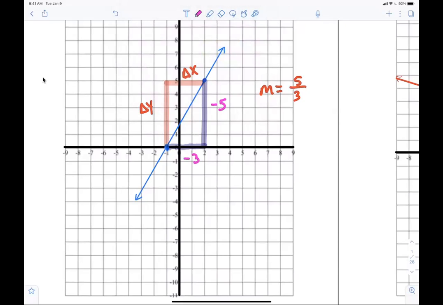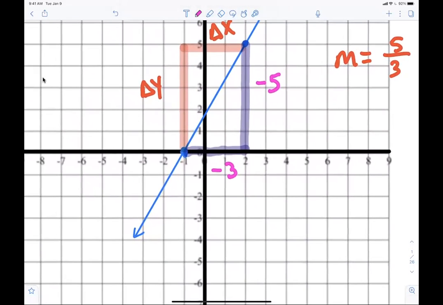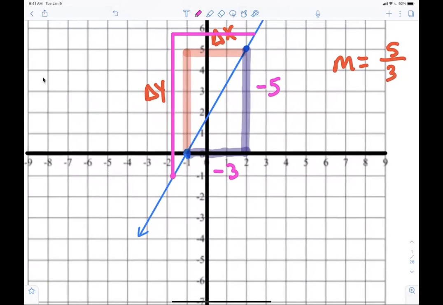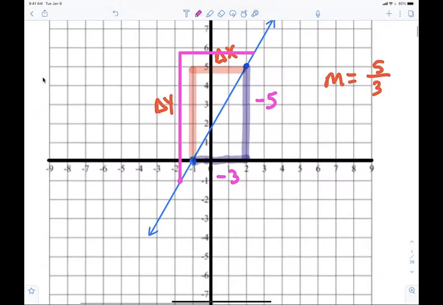Now, I'm going to show you something important. Let's say I pick this point right here, and I come all the way up here, and I go straight over to here. What's the slope going to be? The same. Exactly. Thank you very much.